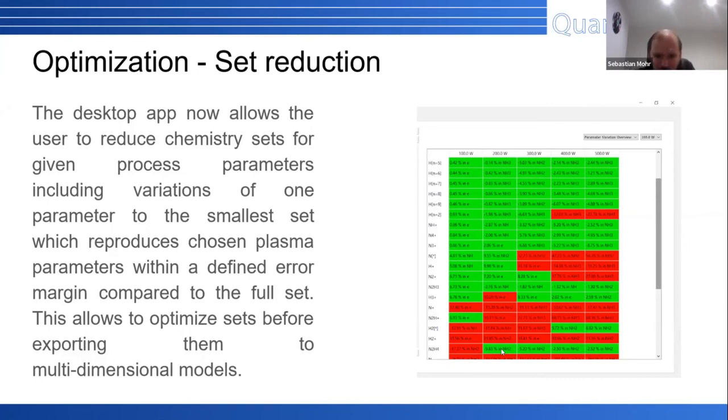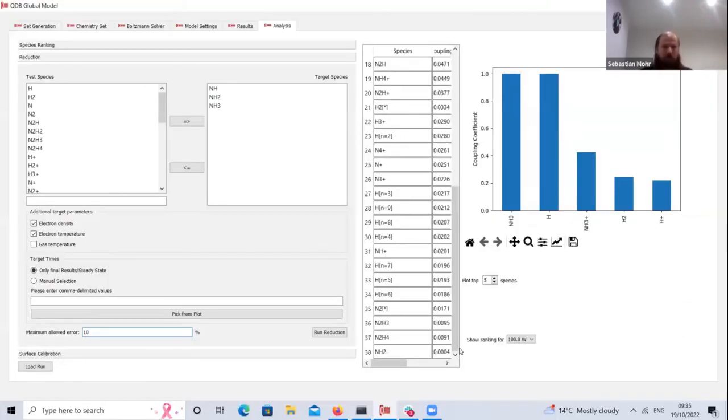Whereas you have this N2H4, which is also green for all but one case, but here you have almost 20% difference. So you decide, okay, even if it's just one case, I might want to leave it in because in this case, this error is quite large. And as I said, this way you can then reduce your sets for a specific parameter range, make the changes in the chemistry tab, and then export it to COMSOL, VSCLOR, CFDS plus HPAM format and use it in your multidimensional software.